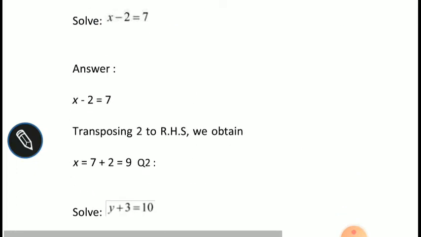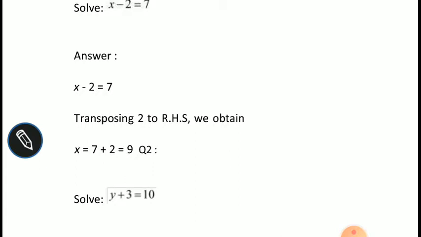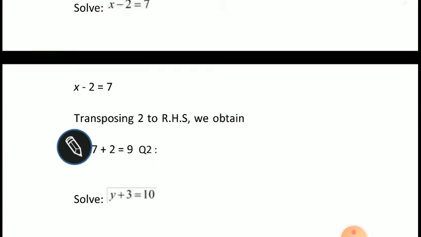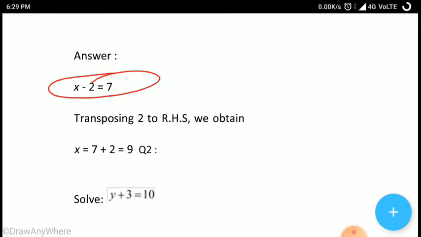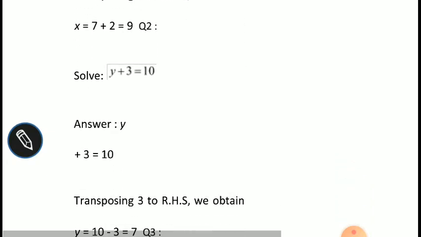So here, very simple, we are using the transposing method. Okay, so see, the equation is given: x minus 2 is equal to 7. So we transpose minus 2 from LHS to RHS. At that time we just change its sign and the number stays as it is. So we write here x is equal to 7 plus 2 is equal to 9. Understood, students?